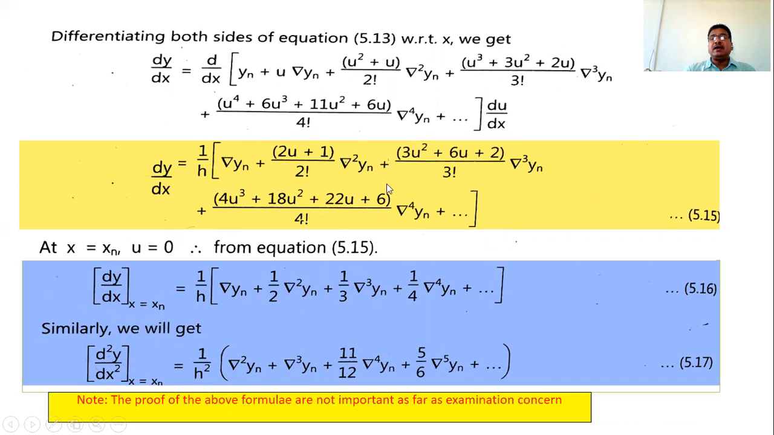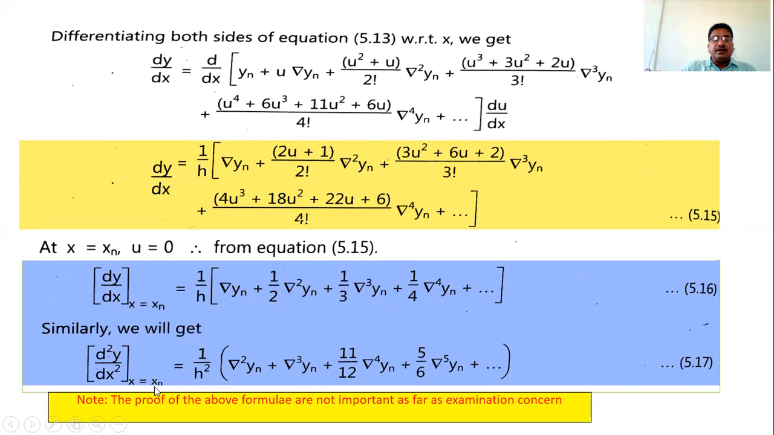Substitute u as 0 in this equation. So what do we have? 1 by h, del yn, minus 1/2 del square yn plus 1 by 3 del cube yn plus 1 by 4 del raised to 4 yn, in this way. Then further terms are 1 by 5 del raised to 5 yn plus 1 by 6 del raised to 6 yn, and so on. So this is the first order derivative at the first point.